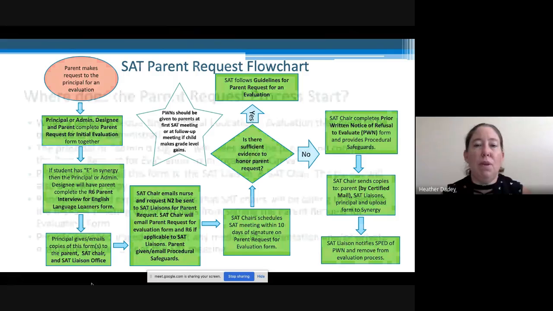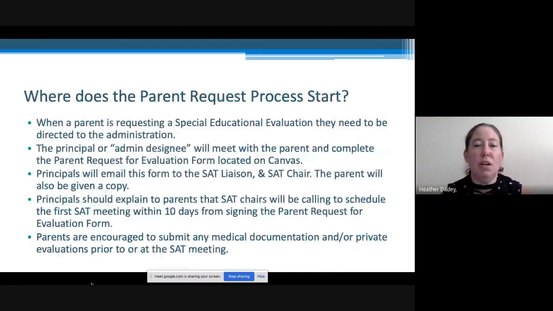So where does the parent request process start? Again, we kind of talked about it with the flow chart. When a parent is requesting a special education evaluation, they need to be directed to the admin. The principal or the admin designee will meet with the parent and complete the parent request for evaluation form, which is located on Canvas. The principals will then need to email the SAT chair and the SAT liaison and give the parent a copy.